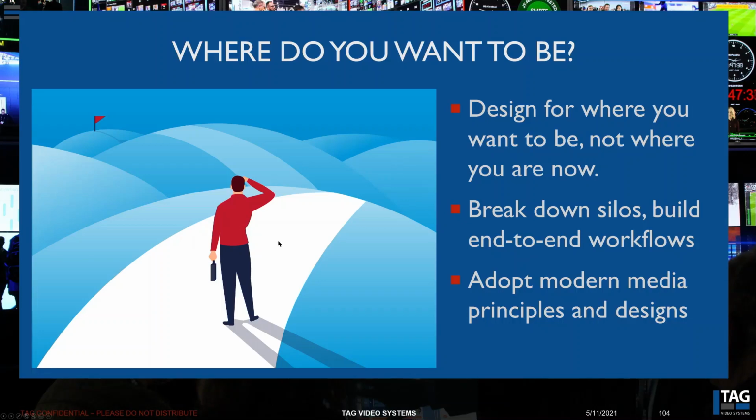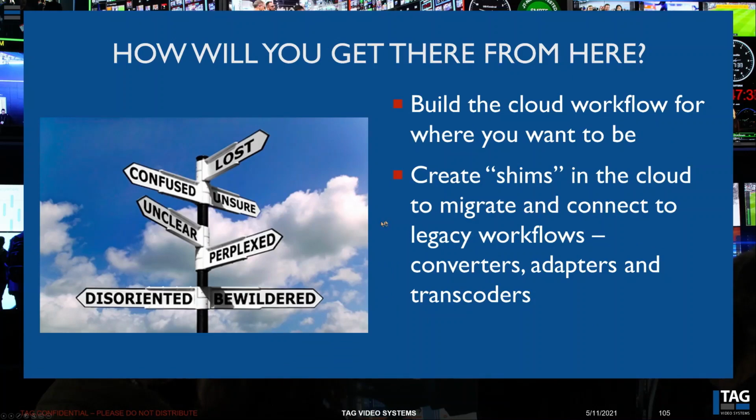So where do you really want to end up here? You want to design for where you want to be, not where you are at this moment. You want to break down these silos, build end-to-end workflows, and adopt modern media principles and designs. So how will you get there from here? Well, the first step is to build the cloud workflows for where you actually want to be, to really envision that and build those workflows first. And then to make it work with your existing workflows so that you can transition to these new ones, you'll build shims in the cloud to migrate and connect to these various workflows, converters, and landscapes.